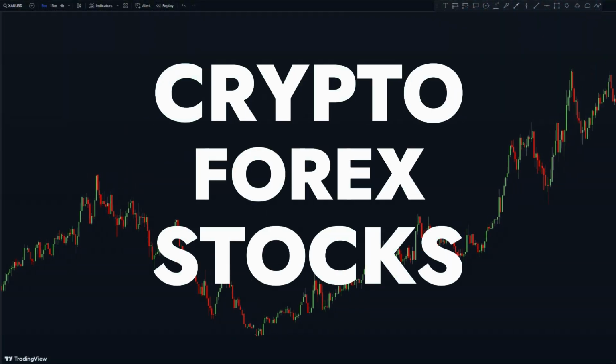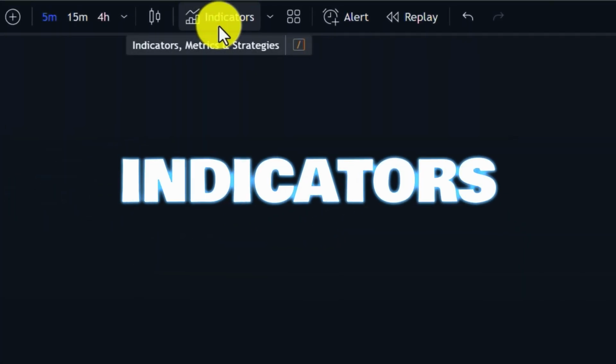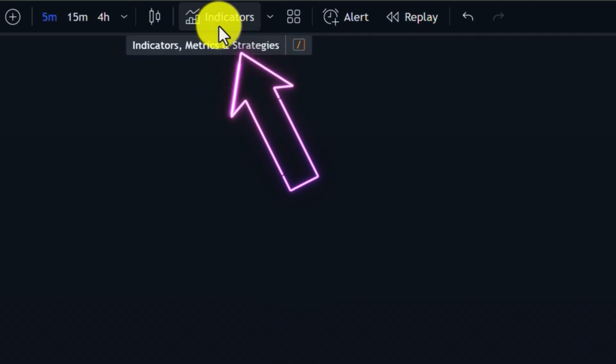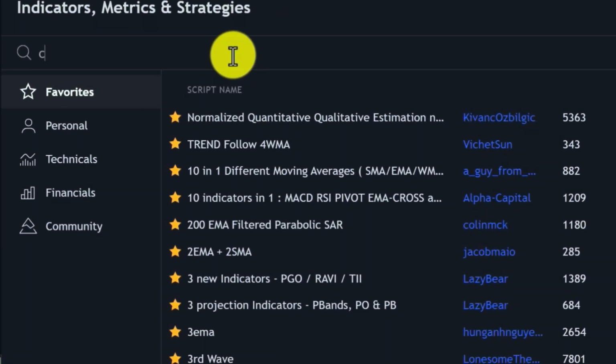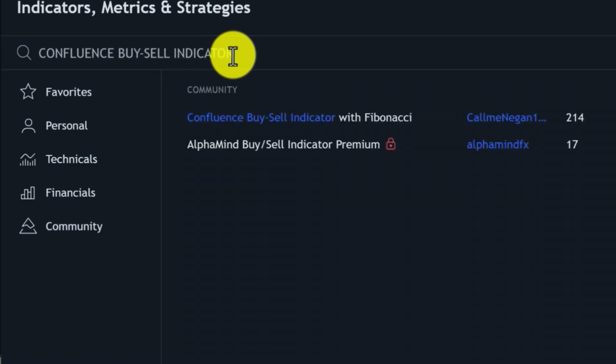First, open your main chart window. At the top of the window, you'll see a button called Indicators. Click on this button to open a search box. In the search box, type Confluence Buy Sell. This is the name of the indicator we'll be using.